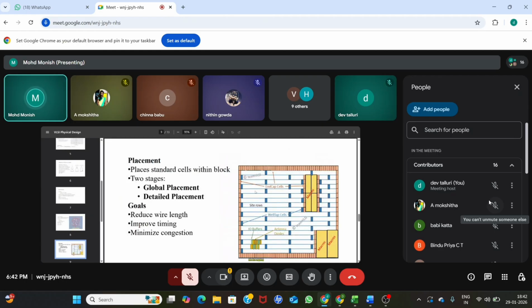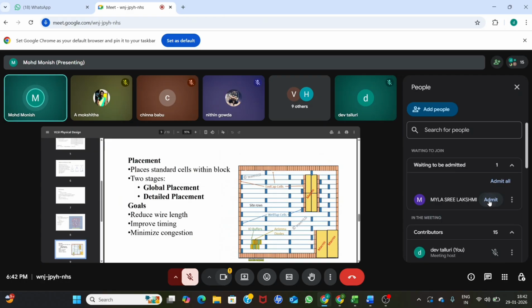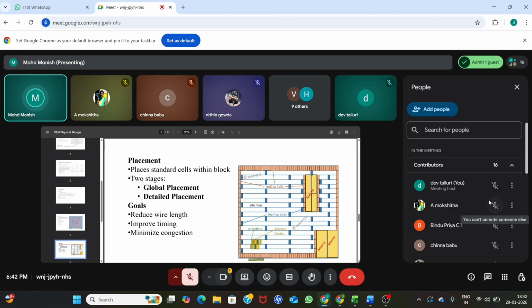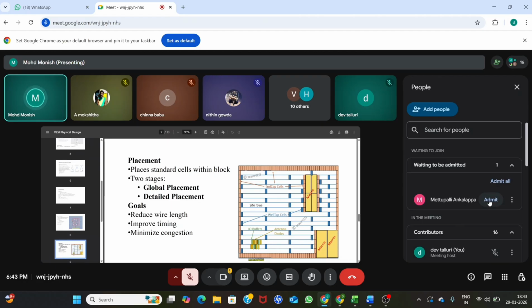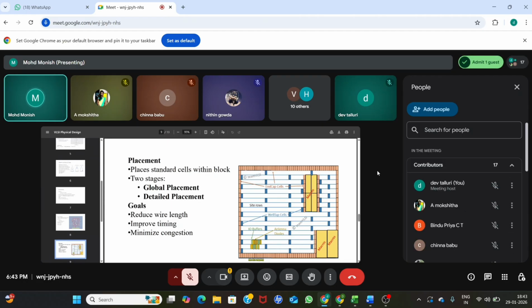Then placement. Now we move to placement. Unlike macros, the standard cells are much smaller and placed in site rows. It happens in two stages: global placement and detail placement. In global placement, a rough location, and in detail placement, exact locations. Our goal is to reduce the wire length, improve timing and minimize congestion. As in the image, we add specific cells like end gap cells to protect the row end, and well tap cells to prevent latch-up.